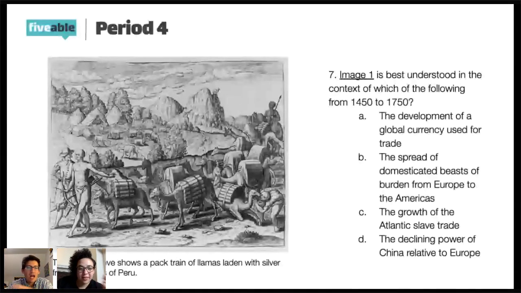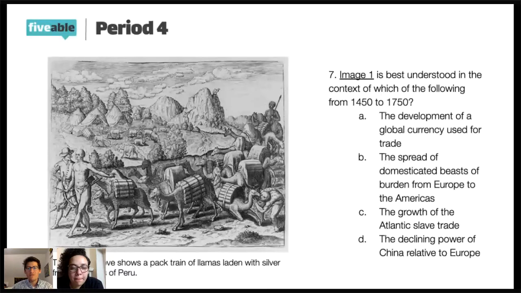You're just thinking Spanish there in the words. And these questions break down. For the first question, question 7, you don't even have to look at both images. Image 1 is best understood in the context of which of the following from 1450 to 1750. So throw your answers in the chat here. I'm trying to understand what matches what I know based on what we just did, because looking at the pictures was about developing a context in our head for what we're looking at.